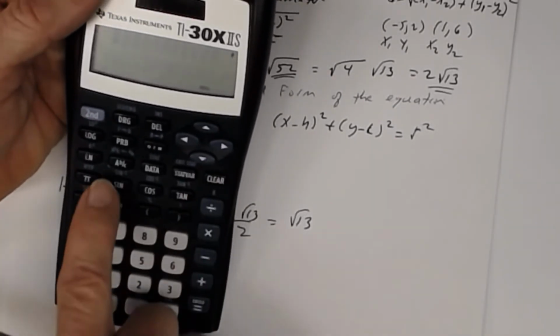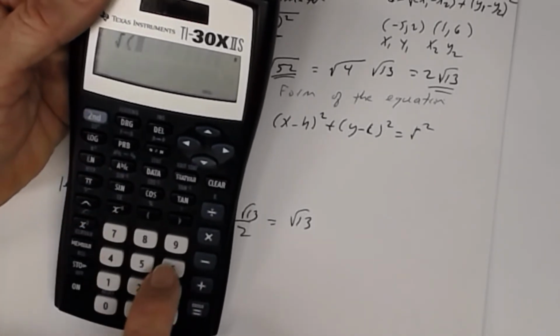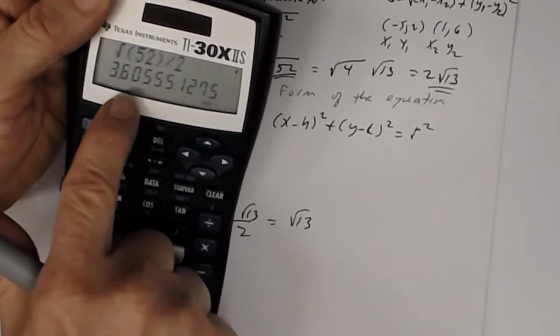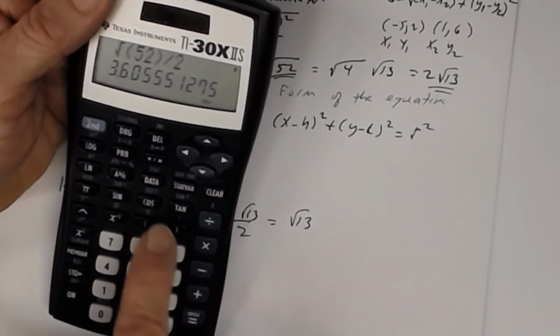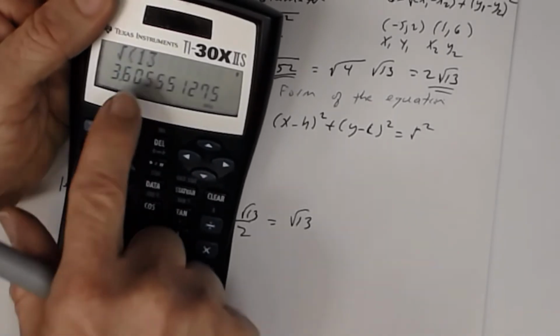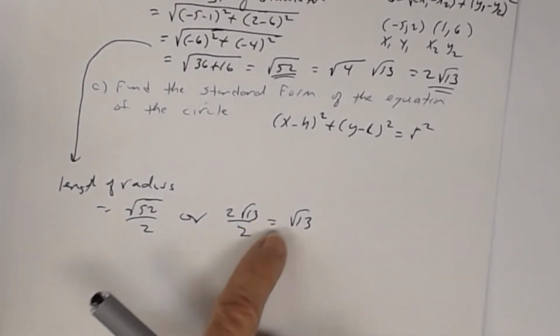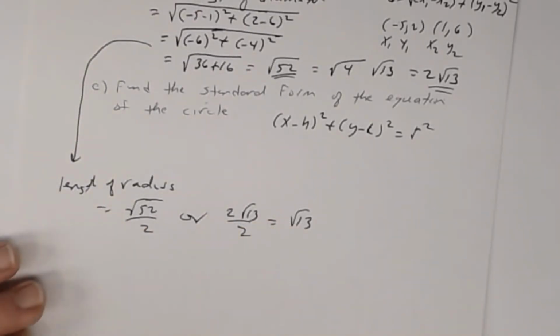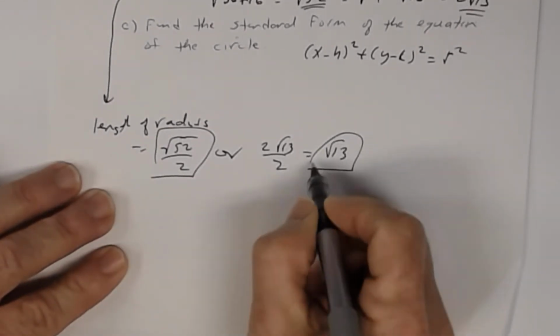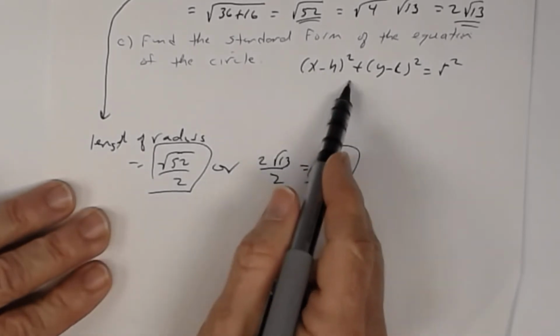So square root of 52, close the parentheses, divide by 2 is approximately equal to this. Remember that number. And then the square root of 13. So you get the same thing. All right, so those two are the same thing. So there's your answer for the length of the radius. So that's part B. Now let's go about part C.